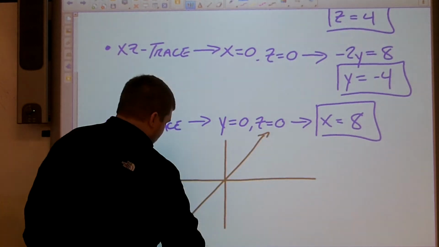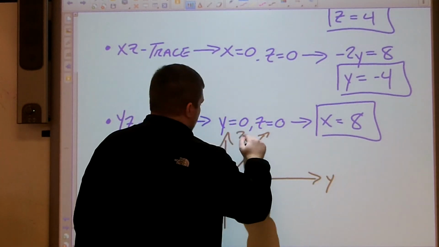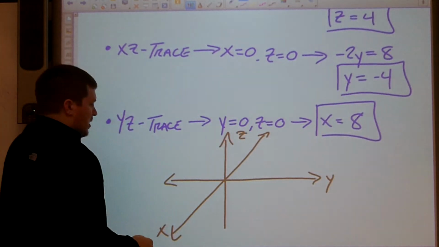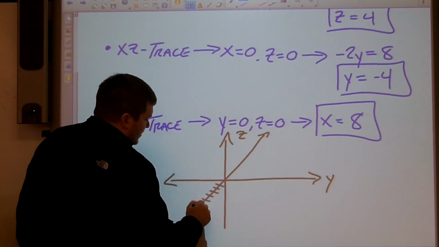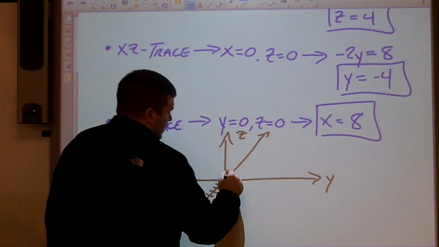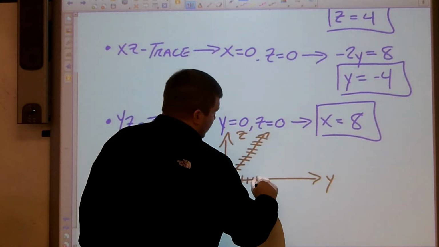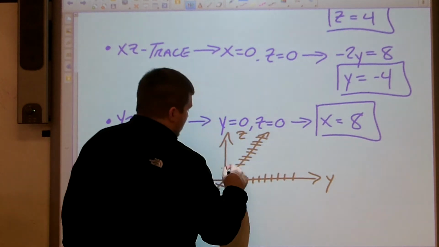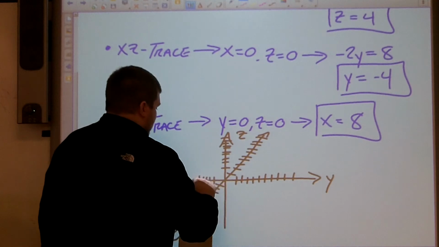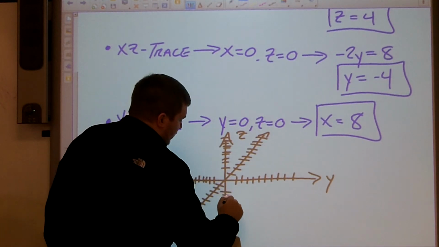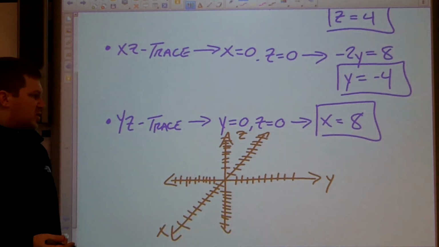Okay, so something like that. So here's positive y, positive z, positive x. And I need to come forward at least 8 units, counting 1, 2, 3, 4, 5, 6, 7, 8, 9, 10 along each axis. Okay, and again, this is just a sketch.